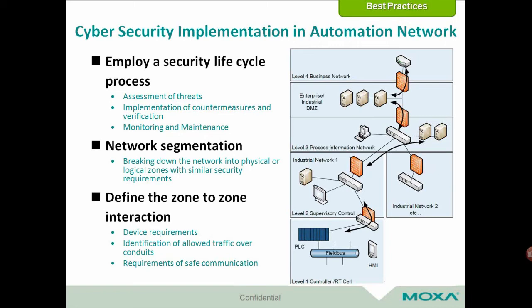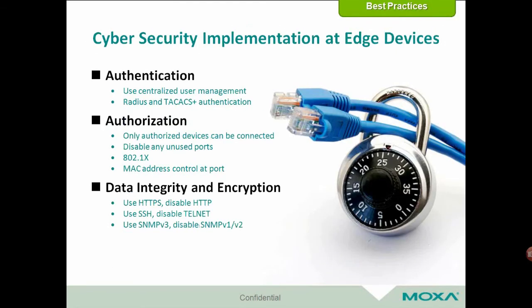Another successful tactic is segmenting your network into physical or logical zones with similar security requirements, then clearly defining the necessary interaction between those zones and restricting unnecessary traffic and access. Controlling physical access at the edge devices is an often overlooked precaution. An open Ethernet port may look inviting to someone looking for quick access to the internet, but could wind up being devastating to your industrial control network.